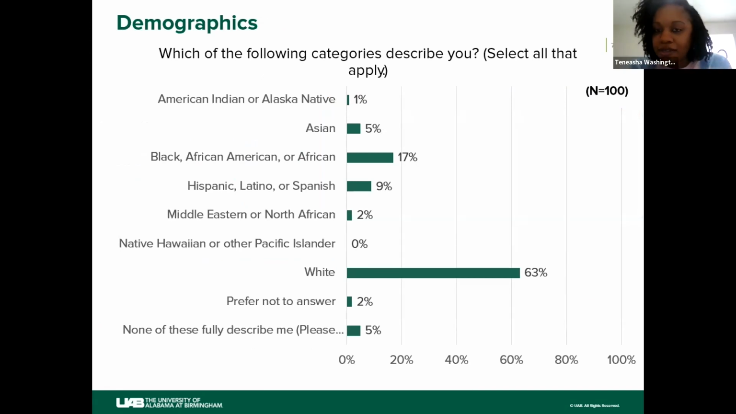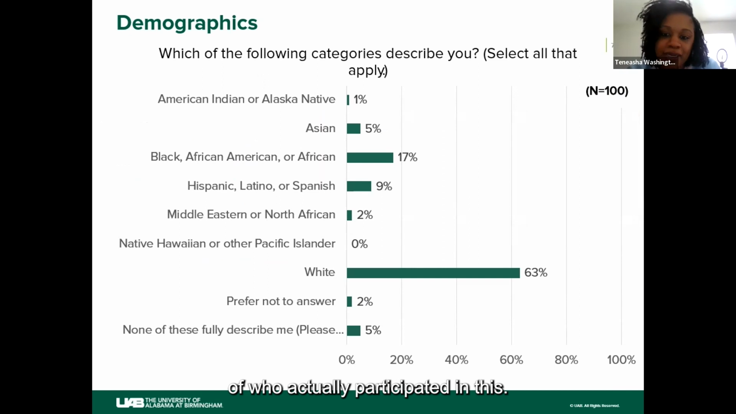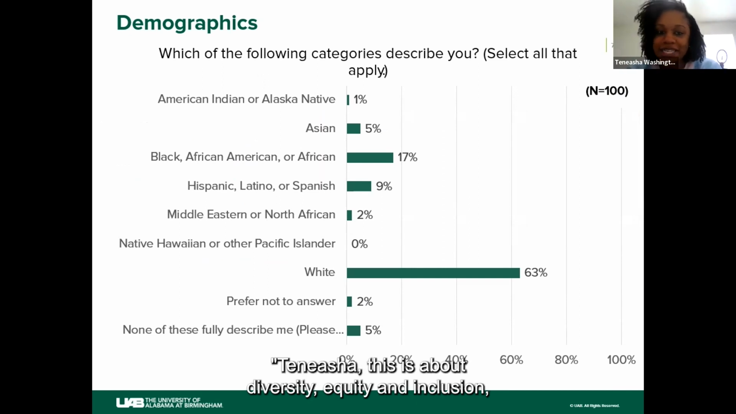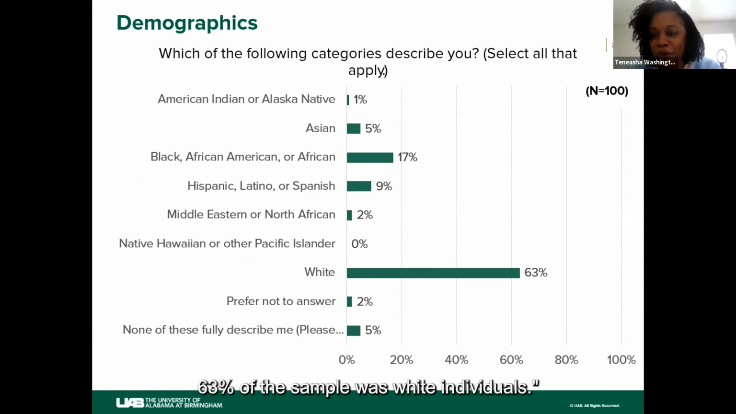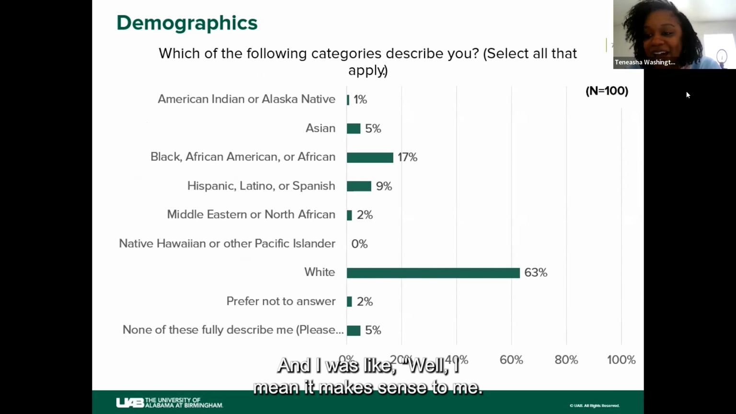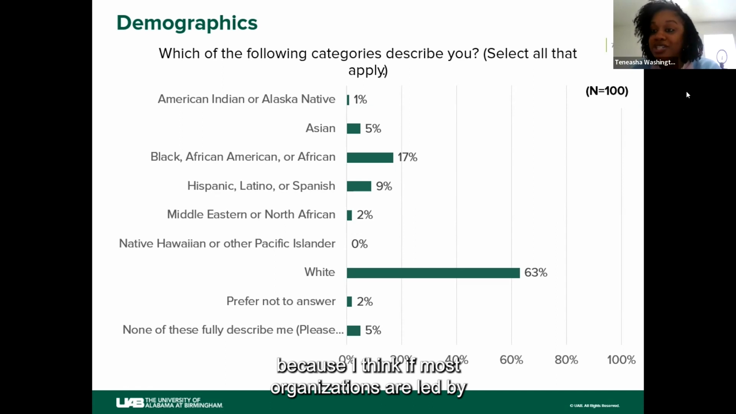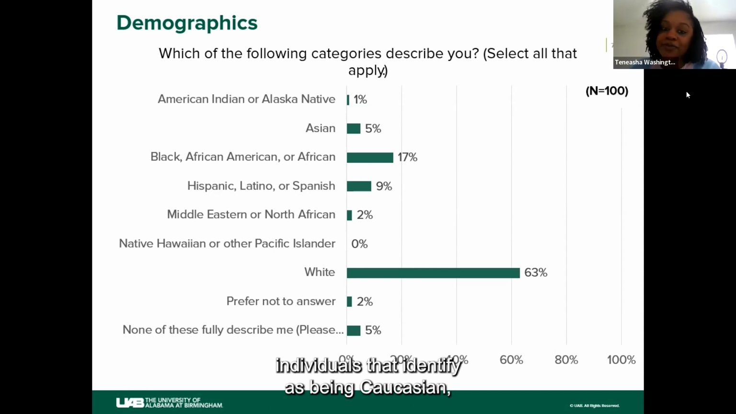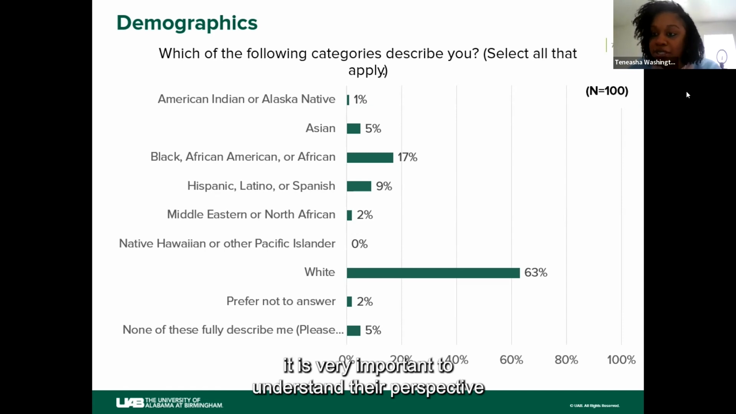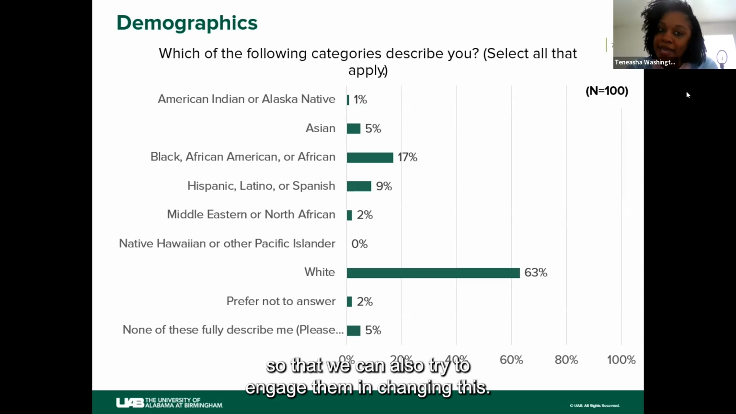I wanted to show you a little broad overview of who actually participated in this. People always laugh because they're like, Teneasha, this is about diversity, equity, and inclusion, and we had 63% of the sample be white individuals. I was like, well, it makes sense to me. If you already work in a space that is really overrepresented in this specific group, that's who you're going to have respond. I always acknowledge that, because if most organizations are led by individuals that identify as Caucasian or white, it is very important to understand their perspective so that we can also try to engage them in changing this.